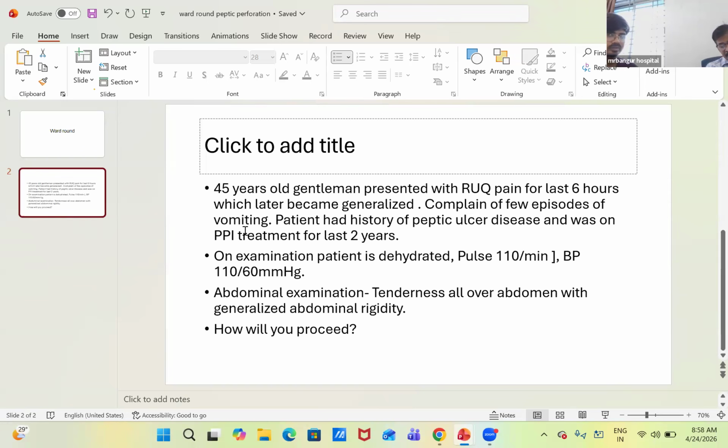Now, madam says that you said you will do an exploratory laparotomy. It's not only finding the perforative site. You should find out any other pathology in the abdomen and then retract the stomach to find the perforative site. If you are operating on a lot of patients with peptic perforation, what is the most common site of the ulcer which gets perforated in peptic ulcer disease? D1. D1 is the most common site of perforation.